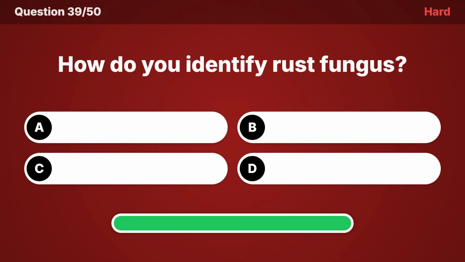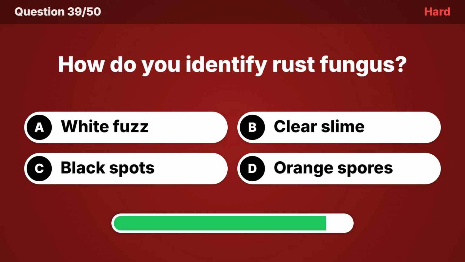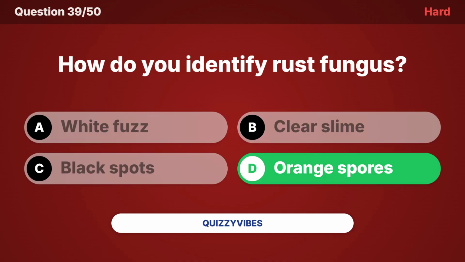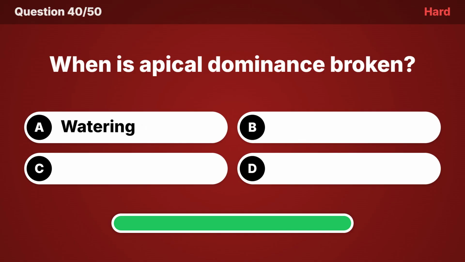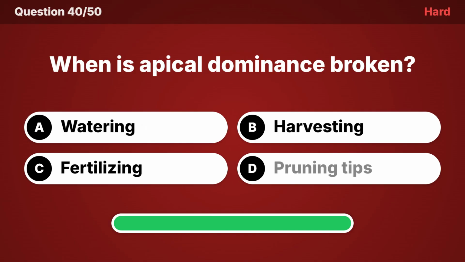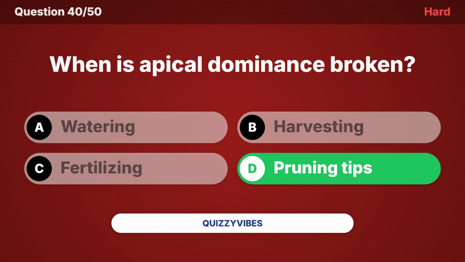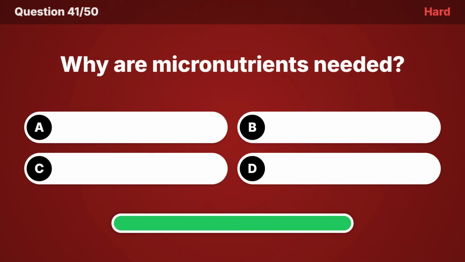How do you identify rust fungus? Did you guess it? The answer is orange spores. When is apical dominance broken? Answer, pruning tips. Why are micronutrients needed?